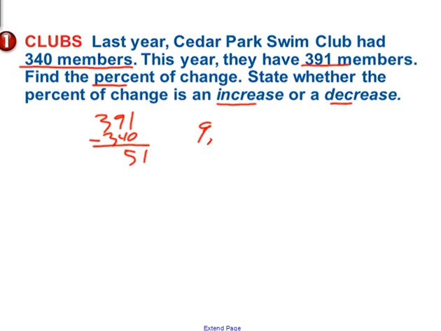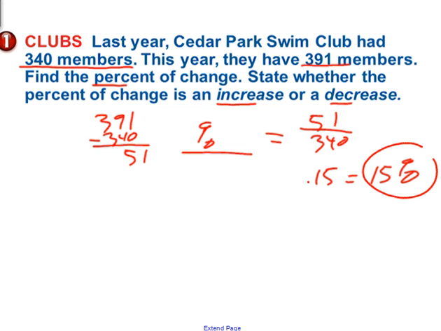So the percent of change is equal to 51 divided by 340. I'm going to turn to my calculator to actually do that calculation. I've got 51 divided by 340, and I come up with 0.15 in decimal form. I need to change that to percent, so that's a 15% change, and it was an increase. All right.